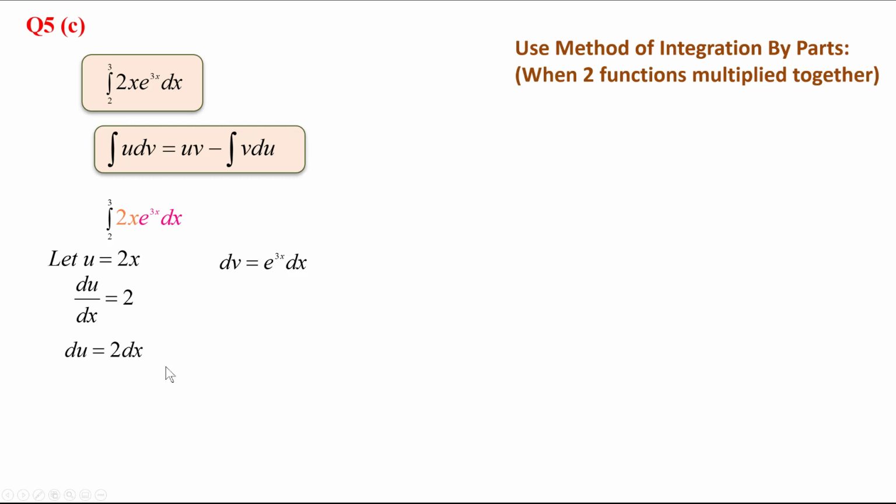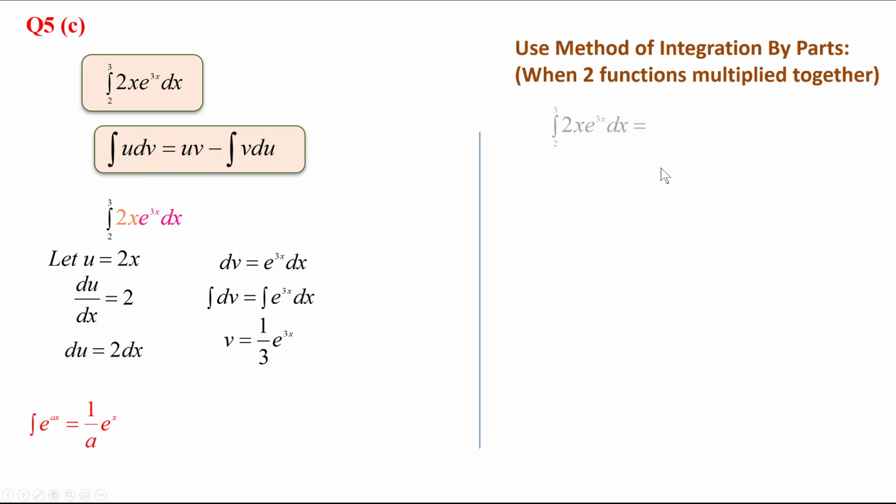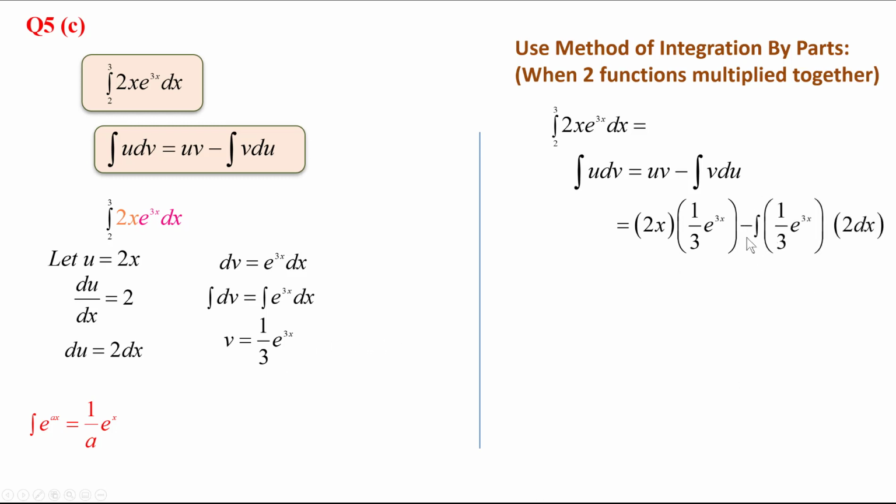And over here we have dv equals e to the 3x dx. If we integrate dv, we get v, and integrating e to the power of 3x, we get 1 over 3 e to the 3x. So we have u, we have dv, we have v. We substitute all of these values into the formula, which gives us uv, which is 2 times x times 1 over 3 e to the 3x, minus the integral of v, which is again 1 over 3 e to the 3x, times du, and du is 2 times dx.